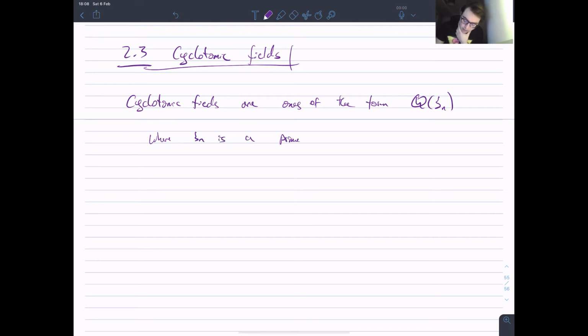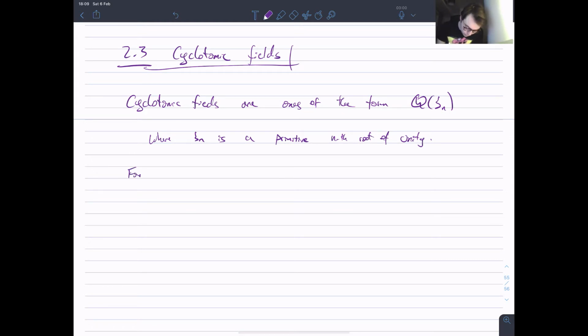whenever I write zeta_n, I'm going to mean a primitive nth root of unity. So it has order n. Primitive just basically means that the first power at which it becomes 1 is n. There's no smaller power at which it becomes 1. So this is what these cyclotomic fields look like.